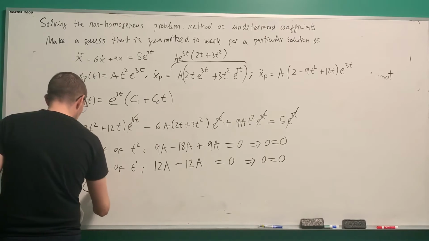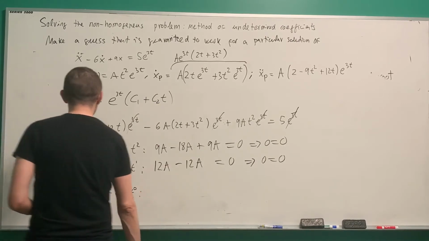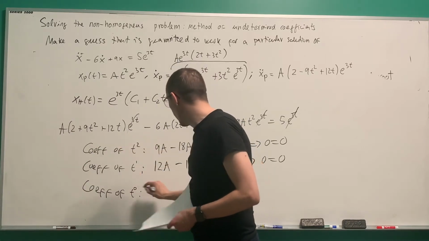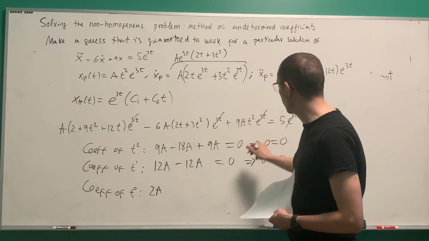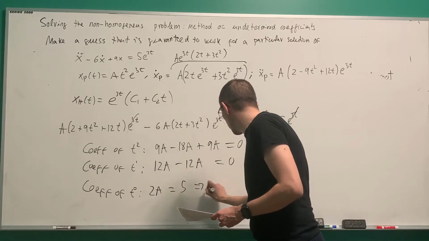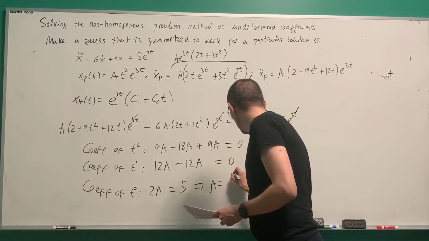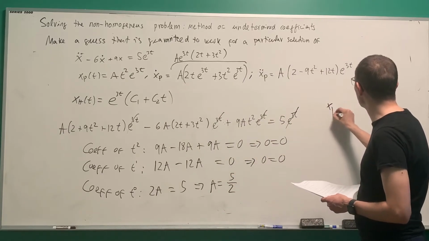Finally, let's do the coefficients of the independent term. In this case, we get 2a from the first term, nothing on the second, nothing on the third, and we have 5 on the right. Easy then. So a is equal to 5 over 2. All right, so we got a particular solution.